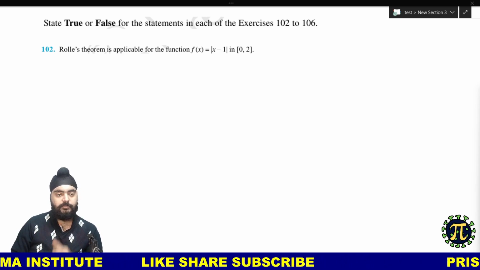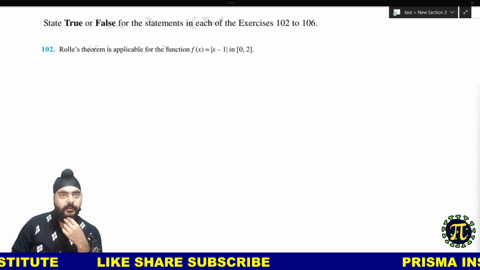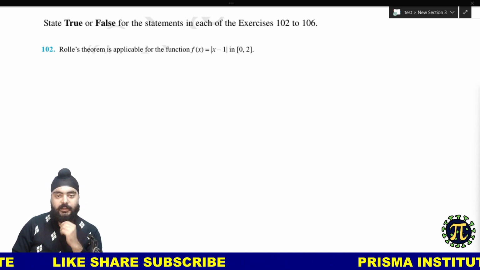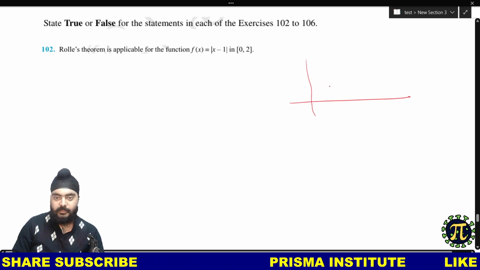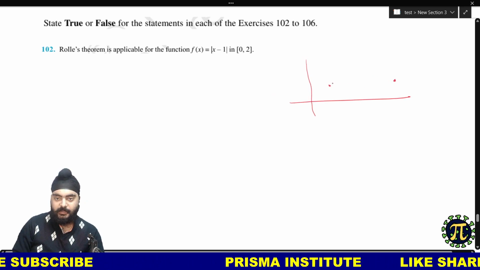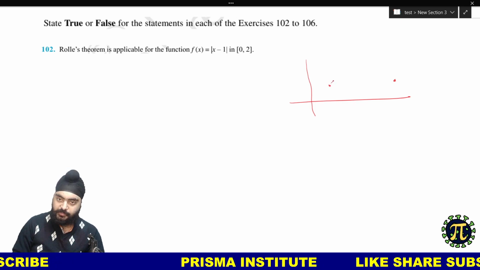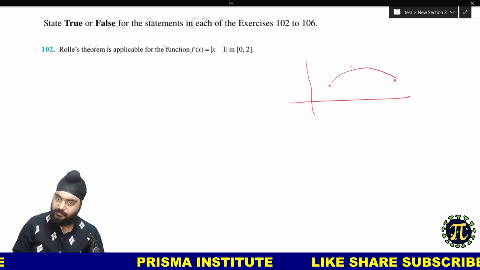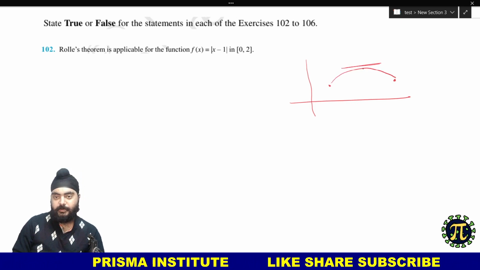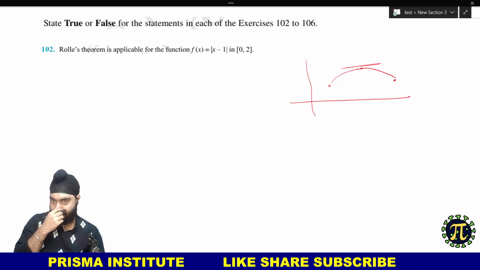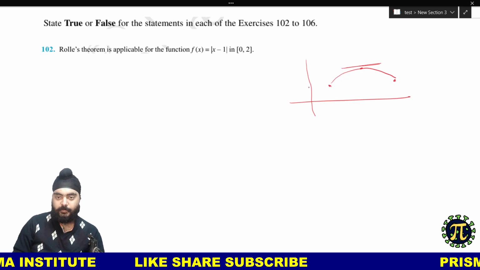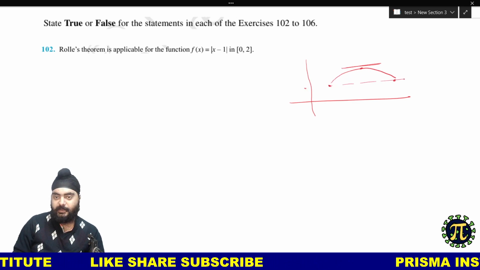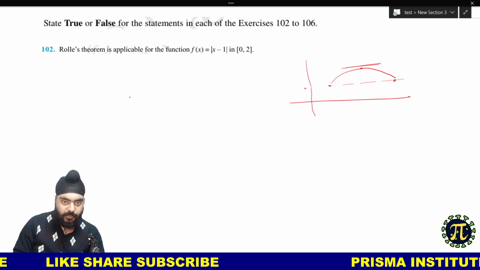So Rolle's theorem is only applicable if the function is differentiable in that region. In Rolle's theorem we saw that if the function has the same value at both points, and the function is differentiable between these two points, then there will be at least one point where the derivative is equal to 0, right?